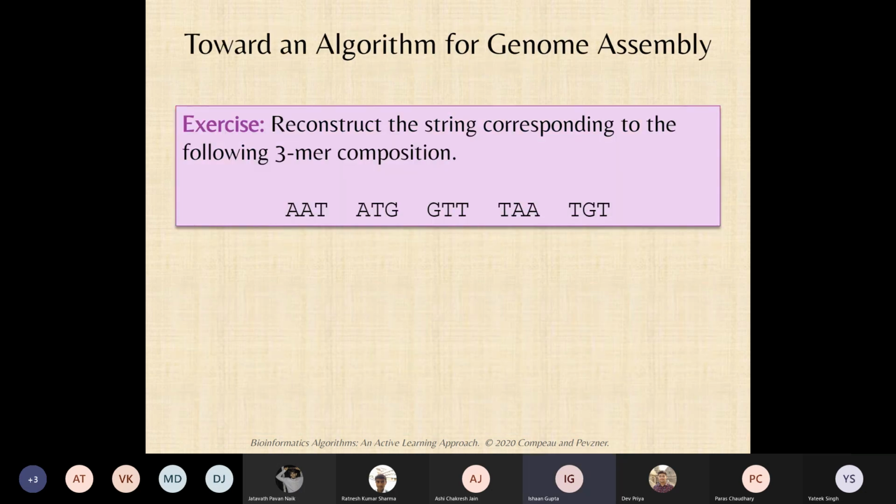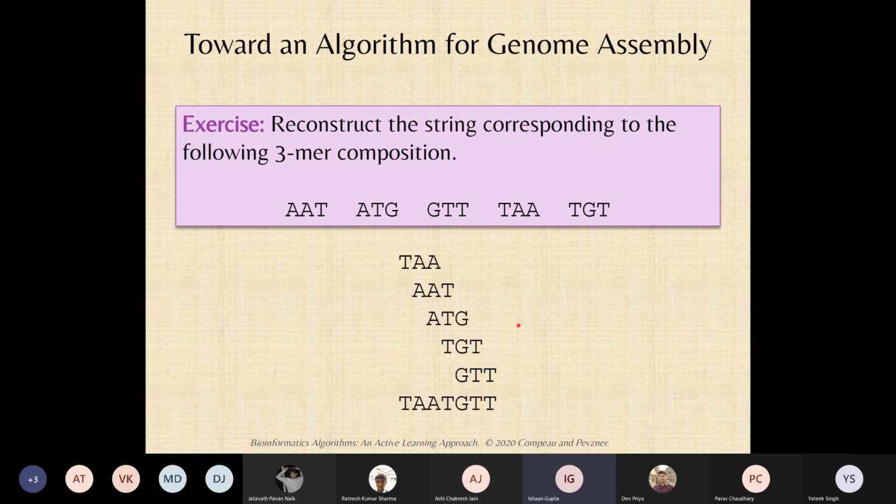And for this, I will again ask, please take your pen and paper and work these problems that I'm doing along with me in the class. So let us reconstruct the string corresponding to the following three-word composition. Can somebody tell me what is the string that is represented by the following three-word composition?